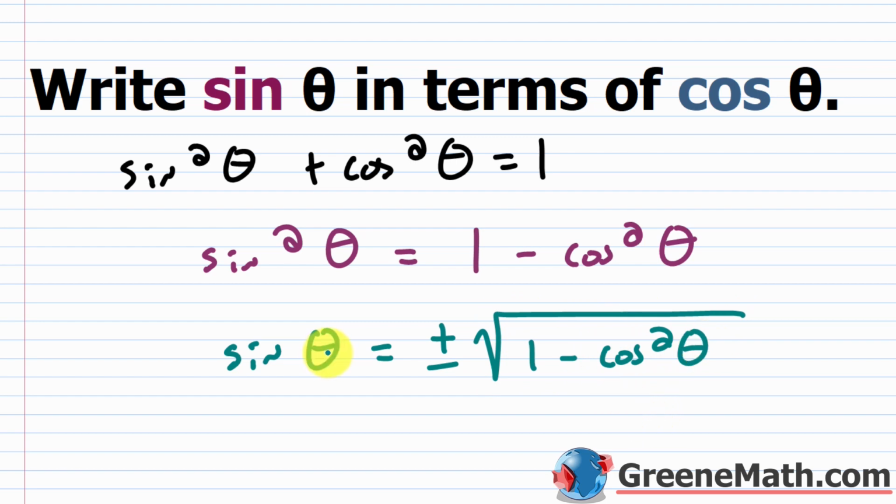You don't have any information about the quadrant you're in. So essentially you need that plus or minus here out in front of this square root. So to write sine of theta in terms of cosine of theta, you want to say the sine of theta is equal to plus or minus the square root of 1 minus cosine squared theta.